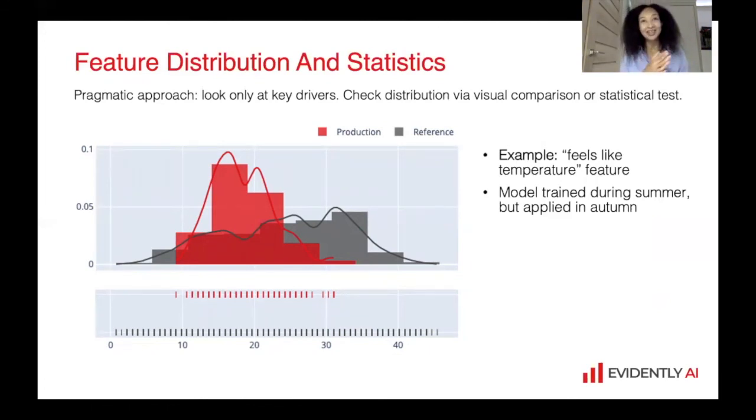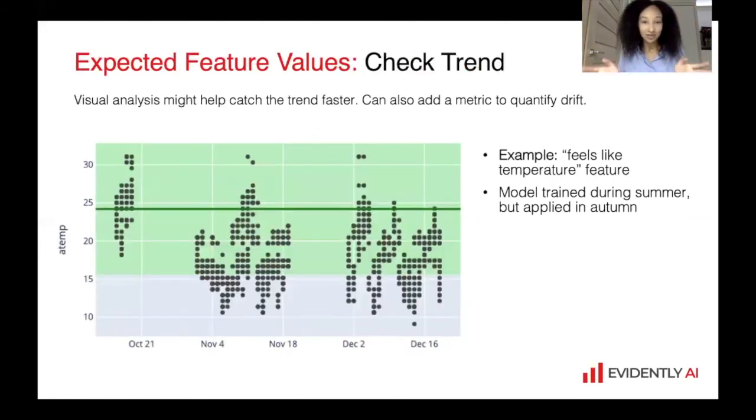For example, you can use the two-sample Kolmogorov-Smirnov test to compare your distributions and see if something changes compared to the training time, right? Or you can still do the visual analysis. With all my love for statistical tests, sometimes visual analysis helps you to catch some trend even faster. So do not hesitate to look at your features at least sometimes.